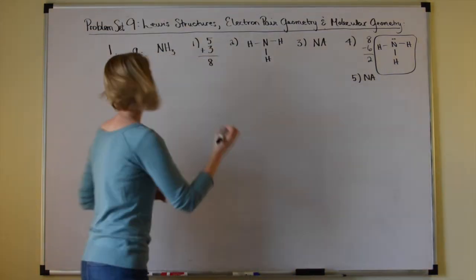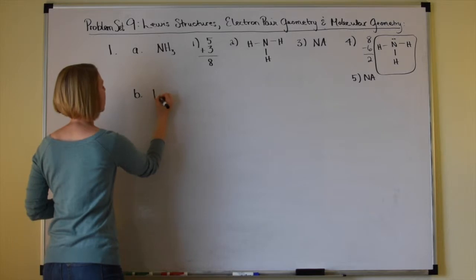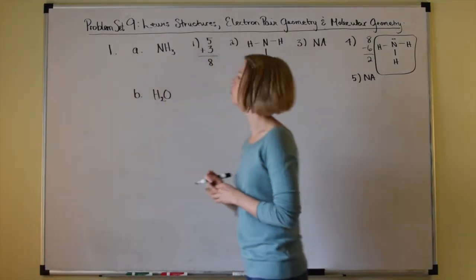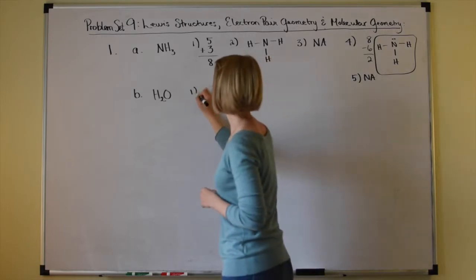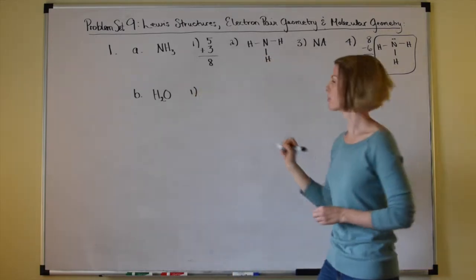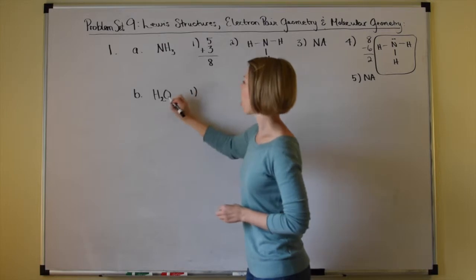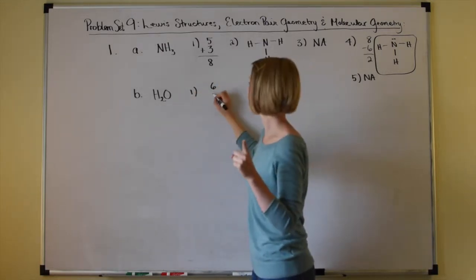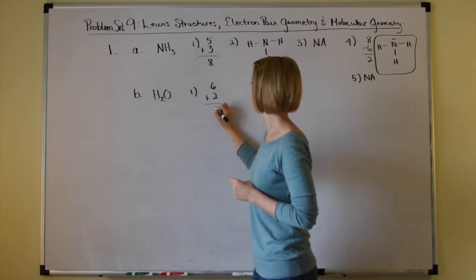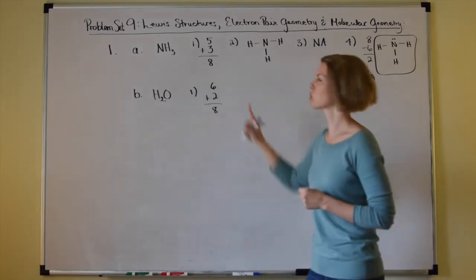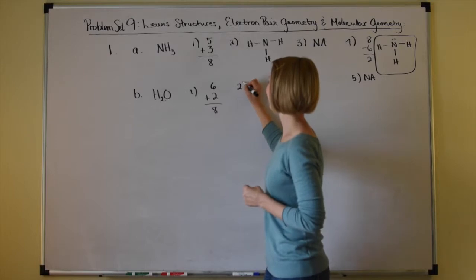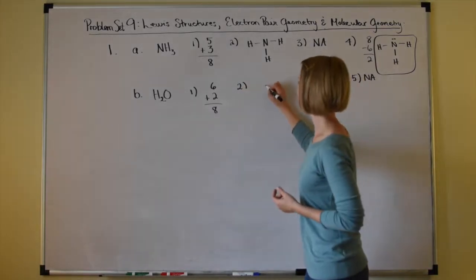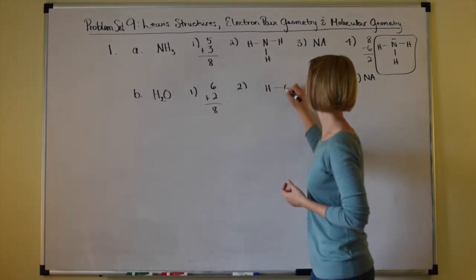Okay, B. We're going to draw a Lewis structure for water. Okay, H2O. So step 1. Add up all your valence electrons involved in bonding. Oxygen has 6. Each hydrogen brings 1, but there's 2 hydrogens, so that's 2. So we again have 8 valence electrons, just coincidence, it is the same number. And now we're going to show the single bond connectivity. Hydrogen has to be terminal.